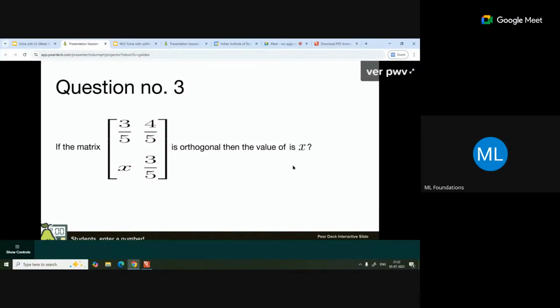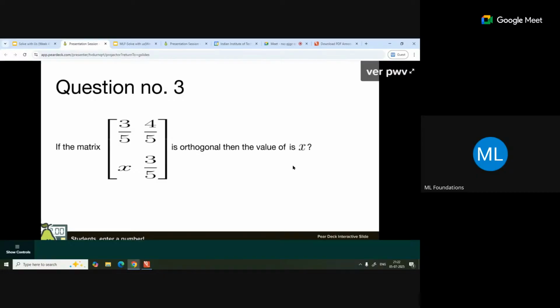Okay, so if the matrix is orthogonal, then what is the value of x? That is the question. When the matrix is orthogonal, the norm is 1. The norm of the column vectors is 1, as well as they are orthogonal to each other. The dot product is 0. So the matrix is orthogonal when A transpose dot A equals I.